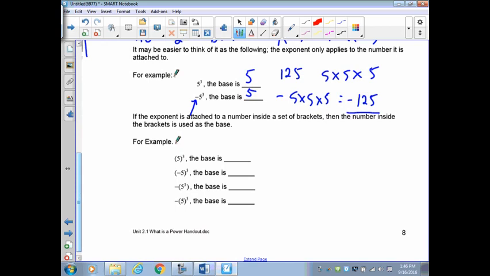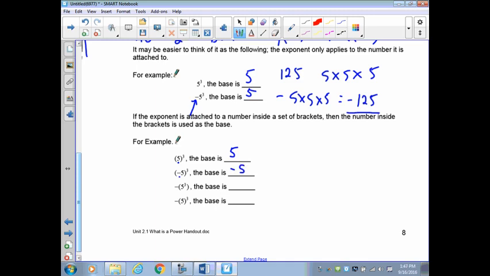So if you take a look at the first one, inside the brackets is a positive 5. So brackets include the sign of what is here. So that is a 5, or a positive 5. If you take a look at this next one, inside the bracket is a negative 5. That means the base is a negative 5.